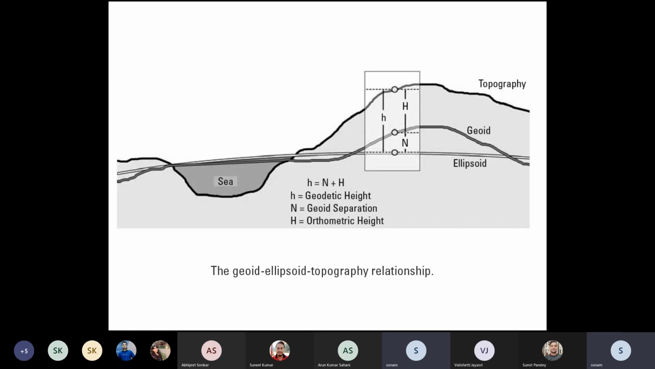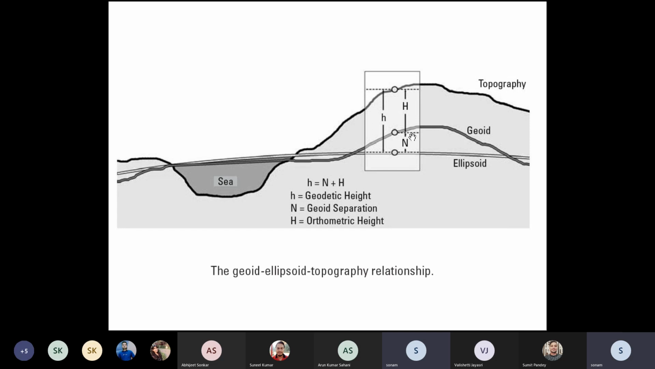So the geodetic height, which is measured from the ellipsoid, is equal to the mean sea level height plus geoidal undulation or geoidal suppression. Now what is geoidal suppression? The gap between the ellipsoid and the geoid. You can see in the figure capital N over here. This capital N is the separation between the geoid and the ellipsoid. This separation is called the geoid separation or geoid undulation.